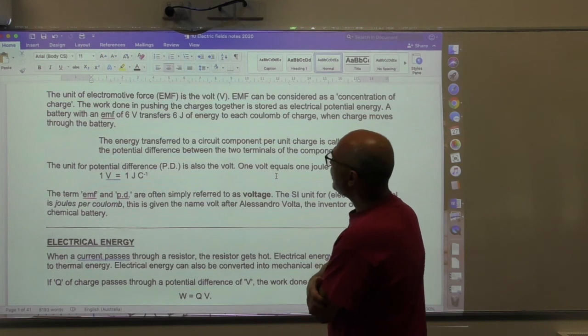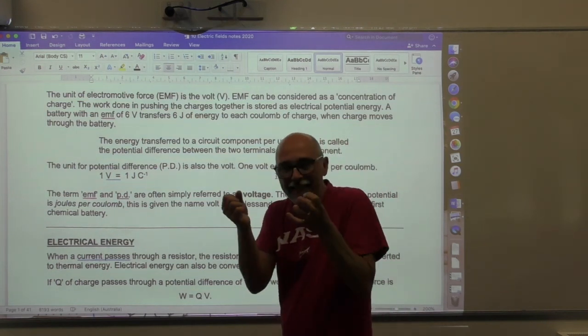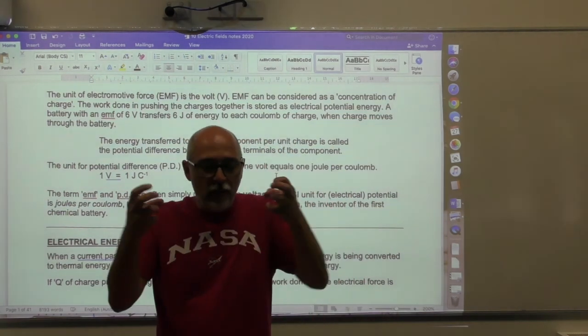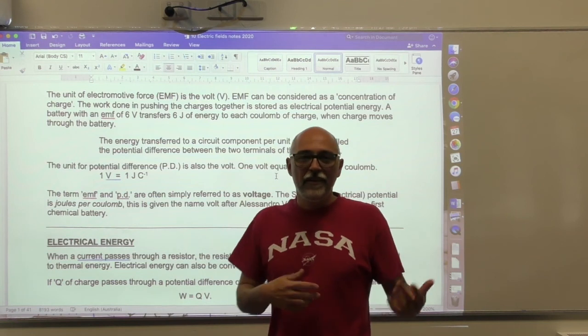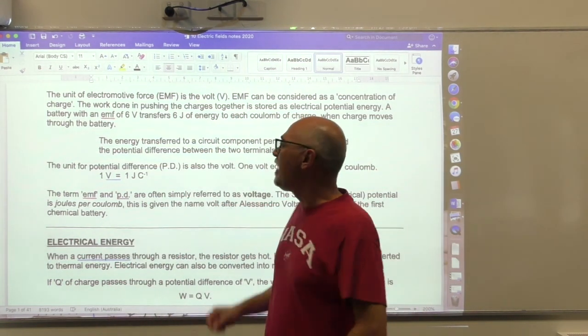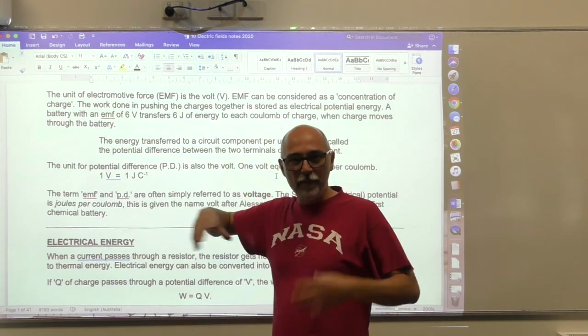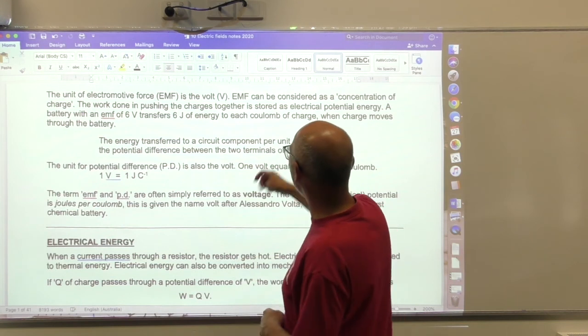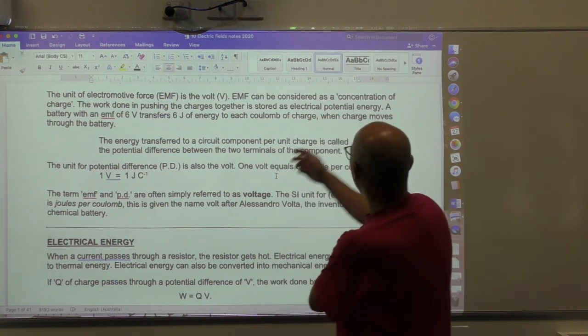EMF can be considered as a concentration of charge. The work done in pushing the charges together is stored as electrical potential energy. Basically, all these electrons that are squeezed together in one end of the battery don't want to be there. There's too much sameness around them. They want to go out and explore. So they push apart, and that is the electrical potential that we talk about, and that's the voltage.